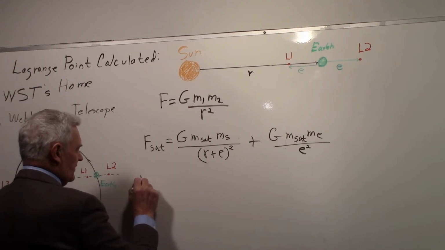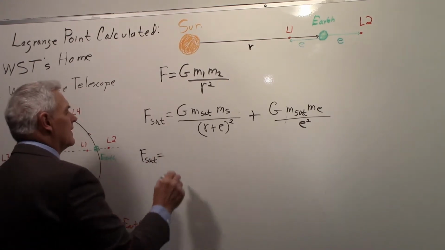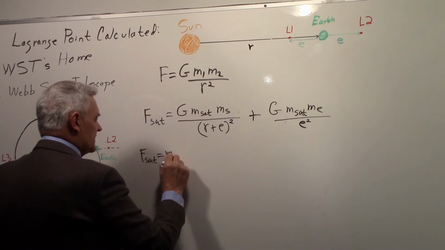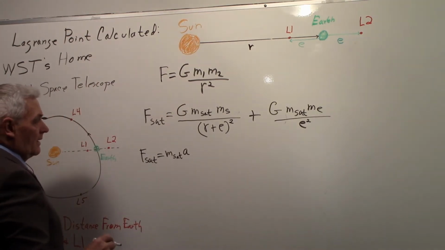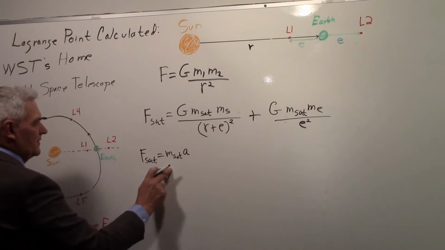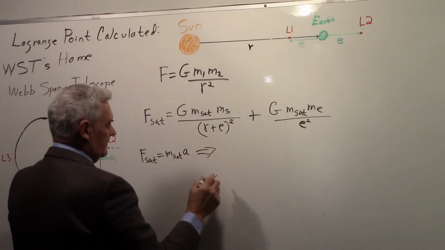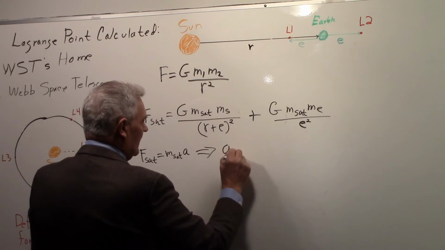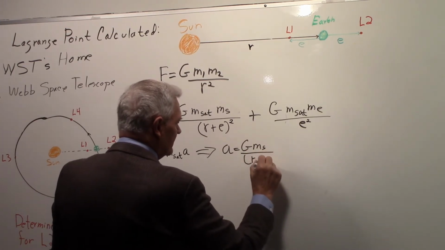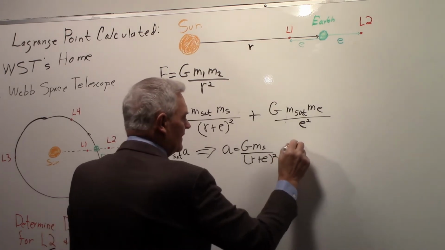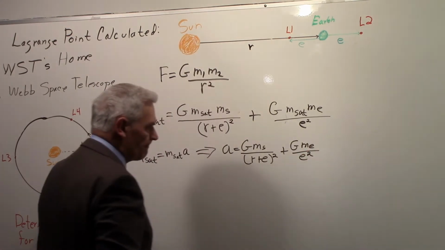We can also say that the force on the satellite is equal to ma. So it's the mass of the satellite times the acceleration, a. If we set this equation equal to this equation, the mass of the satellite cancels out. What we're really after here is a. So we get a is equal to G times the mass of the Sun divided by (R plus E) squared, plus the other term involving the mass of the Earth divided by E squared.